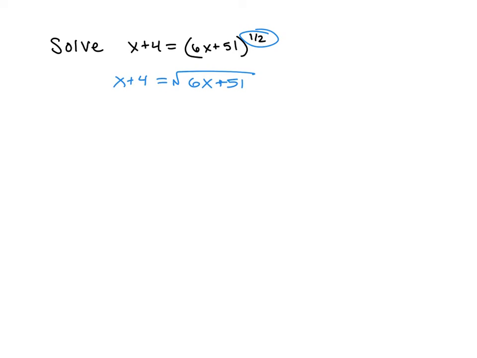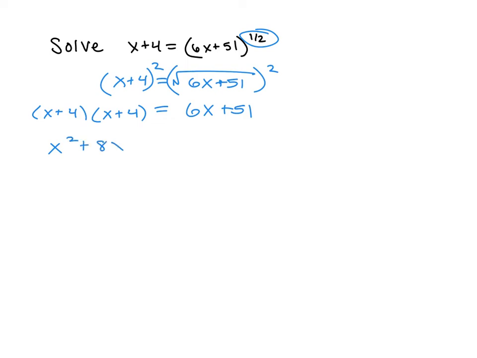And then I'm going to think about what is the inverse operation of square rooting, and that is squaring. So we are going to square both sides so that we can get rid of that root. But that does mean that when we square that x plus 4, we are going to have to distribute or FOIL that out. So when I distribute that, I get x squared plus 8x plus 16. Oops, it's not 16x, it is just 6x plus 51.